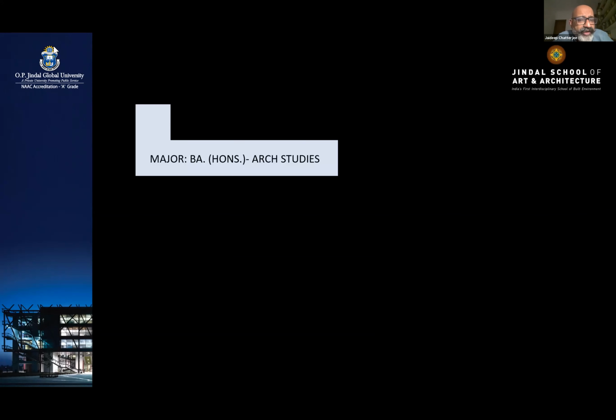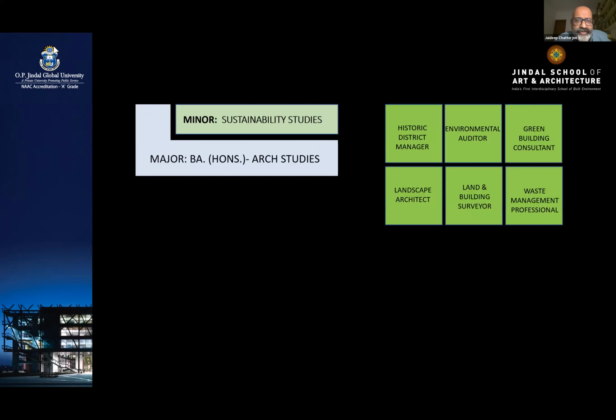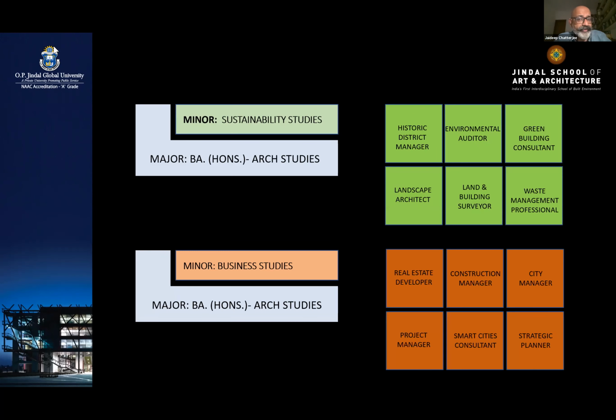Let me help you through examples. Let's say your major is in BA Honors Architectural Studies, the built environment studies. You get a minor in sustainability studies. Now, suddenly, you are not only looking at a job in an architectural office, you can become an environmental auditor, a green building consultant, a landscape architect, or a waste management professional. Let's say you take a different minor, business studies. Suddenly, a whole different kind of job opens up for you: real estate development, construction management, smart cities consultant, strategic planners, project managers.